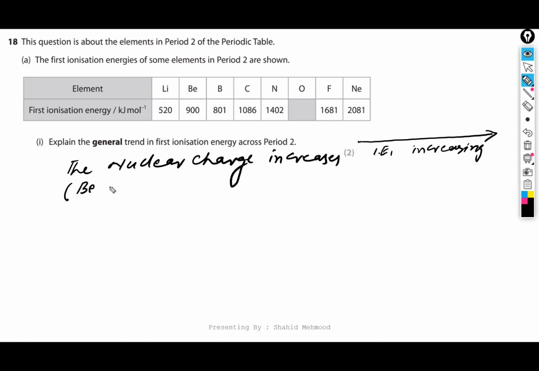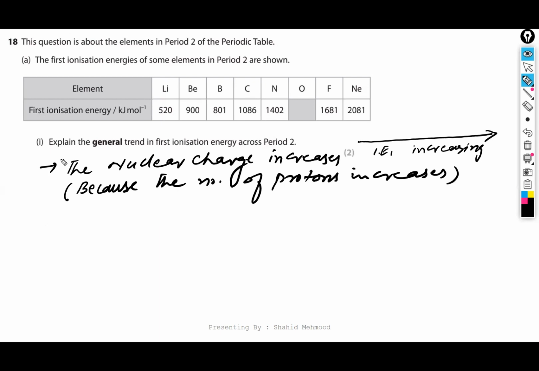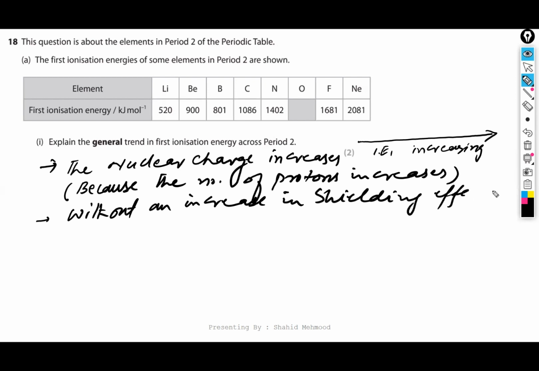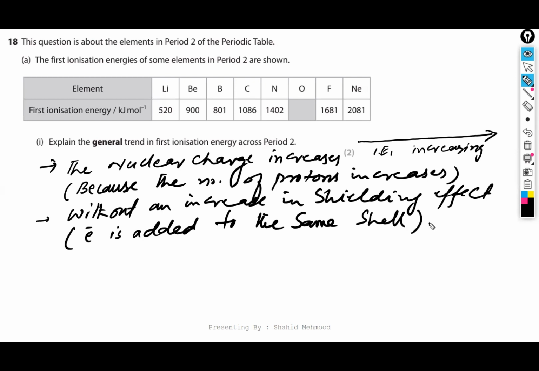You can say the nuclear charge increases, one factor. Now, why does the nuclear charge increase? Because the number of protons increases. That's why the nuclear charge increases. But the most important thing is, without an increase in shielding effect, because electrons are added to the same shell. So these electrons are strongly attracted by the nucleus and need more energy to be removed.